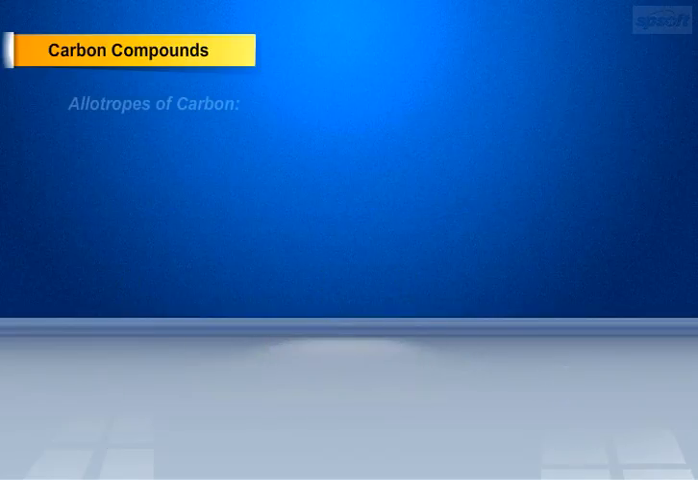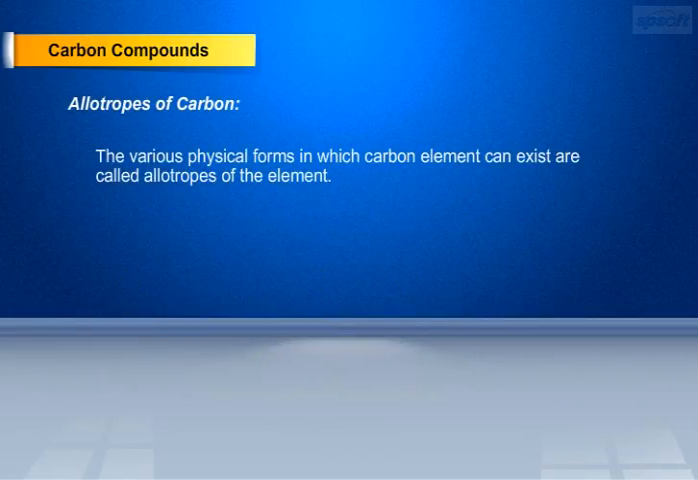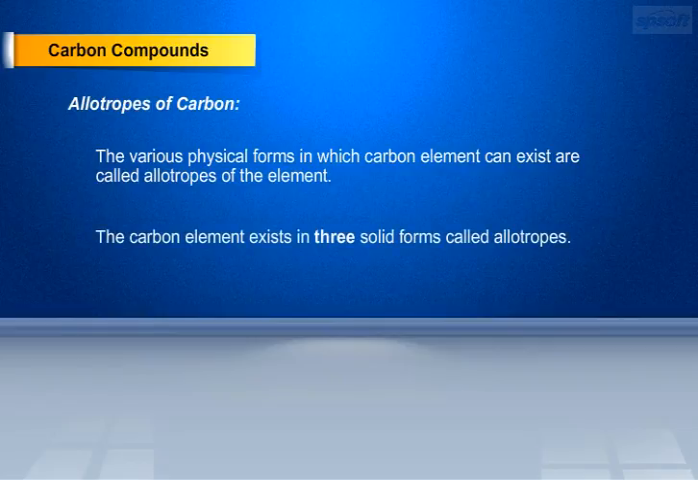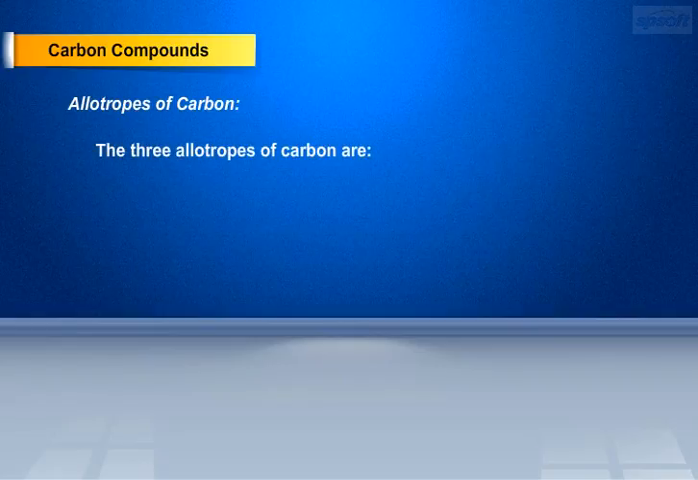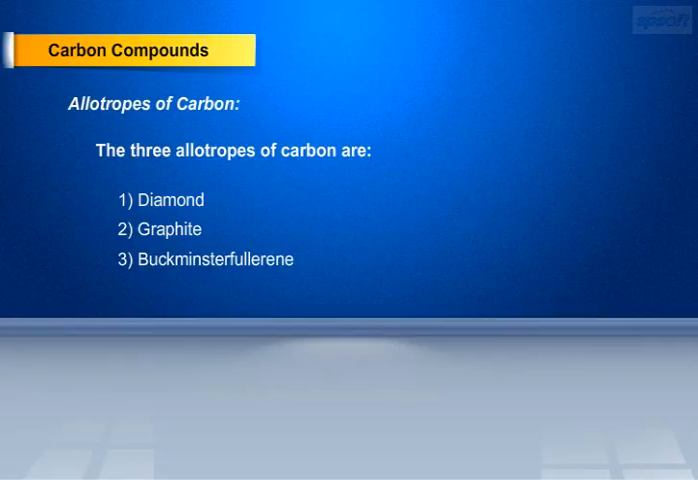Now, let us move on to the allotropes of carbon. The various physical forms in which the carbon element can exist are called allotropes of the element. The carbon element exists in three solid forms, called allotropes. The three allotropes of carbon are diamond, graphite, and Buckminster fullerene.